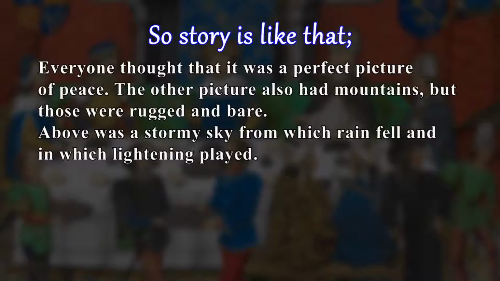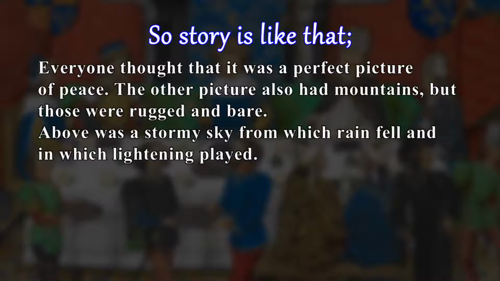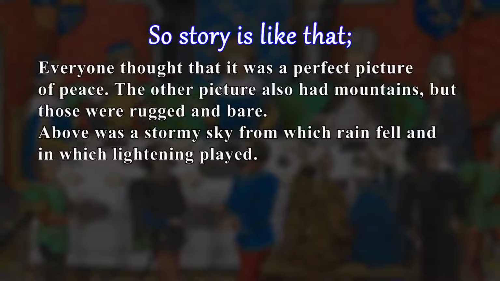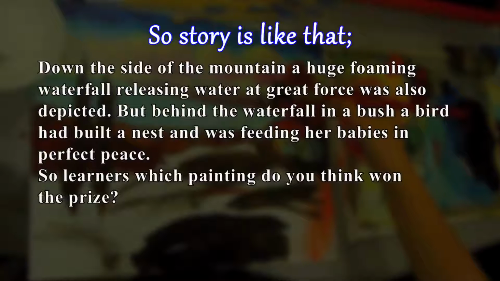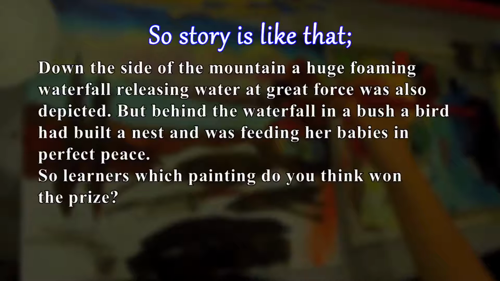The other picture also had mountains, but those were rugged and bare. Above was a stormy sky from which rain fell and in which lightning played. Down the side of the mountain, a huge foaming waterfall releasing water at a great force was also depicted, but behind the waterfall in a bush, a bird had built a nest and was feeding her babies in perfect peace.